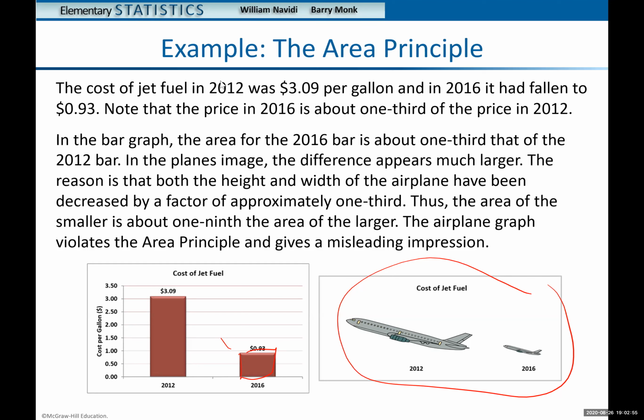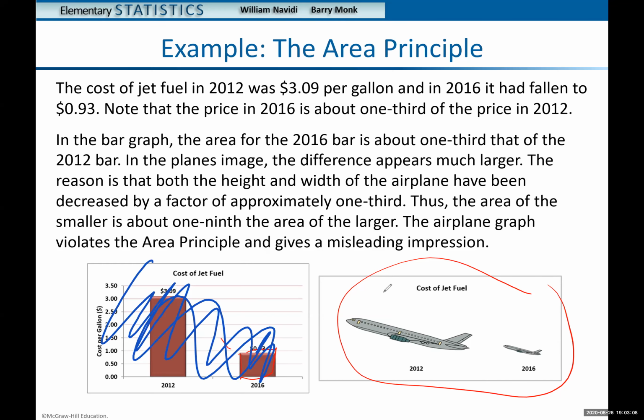Because what happens here in statistics is, just think about your data, what if you don't have this? How are you going to read this? If you don't have this correct data here, you would think that, comparing 2016 and 2012, there's just a very small difference between the two. Well, in fact, it should be 1/3 of 2012.